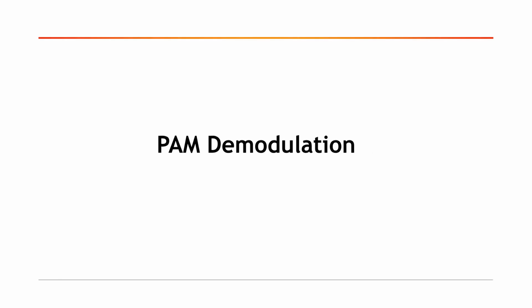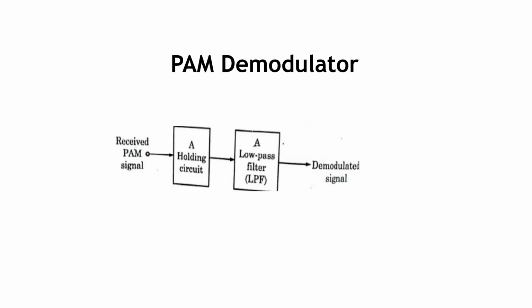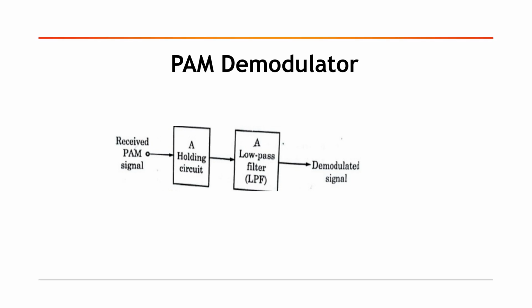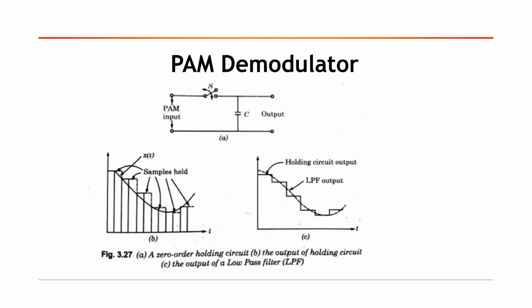Next, we will discuss pulse amplitude modulation, or PAM, demodulation. The PAM demodulator restores the original signal. The PAM signal is fed into a sampling circuit, followed by a reconstruction filter, which is typically a low-pass filter. The block diagram details the demodulation process. The PAM signal is multiplied by an impulse train, and the resulting signal is filtered to recover the message signal.